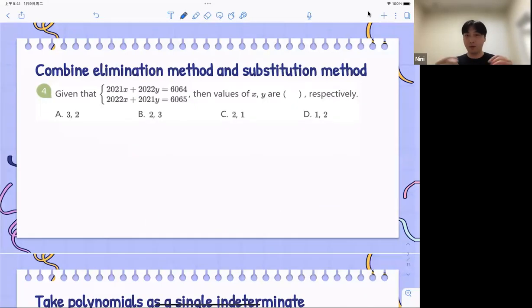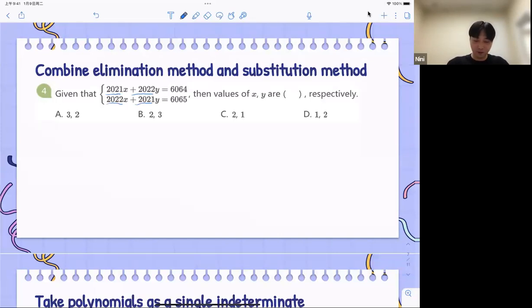Now, for these kind of complicated questions, you are going to think about that. So for example, here, you got the coefficient as these kind of really large numbers, right? So, wow, what you can do is to think about that. If I'm still going to use the substitution method, it'll be really complicated to do the operation. So you will think about the elimination method for this time.